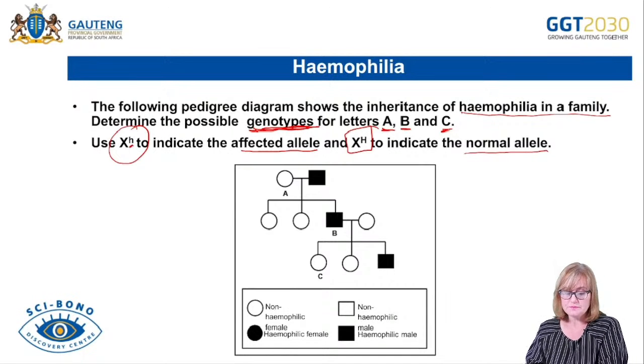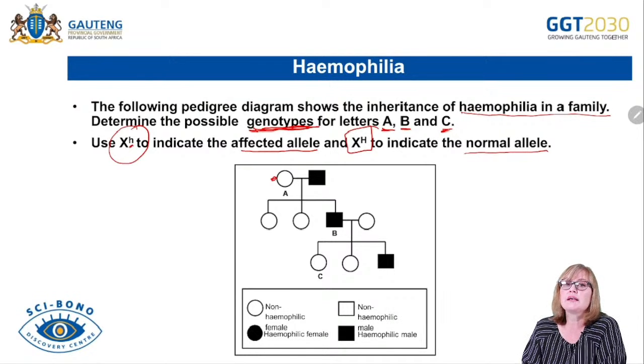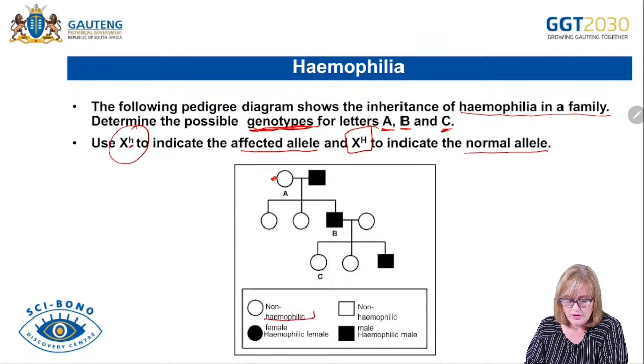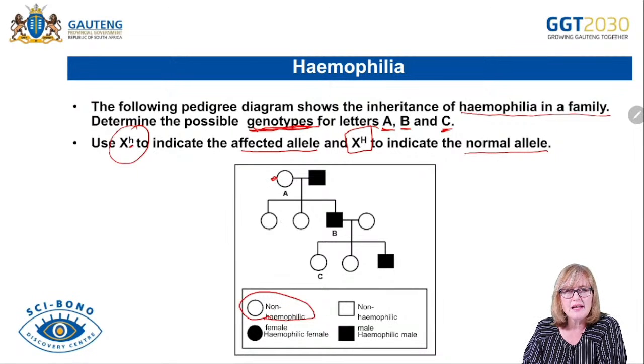All right. So now let's look at number A. They want the genotypes for A, B, and C. If you look at A, that's the mother. Now remember, women can be carriers. They can be heterozygous. She's obviously not hemophilic if you look at the key. She's not affected. She doesn't have hemophilia. But now we must look at her children. Does she have an affected son? Now let's have a look. Yep, there he is, number B. Number B is affected, right?